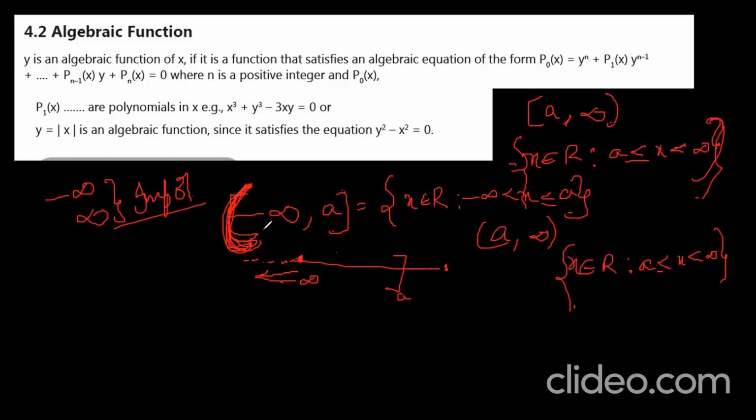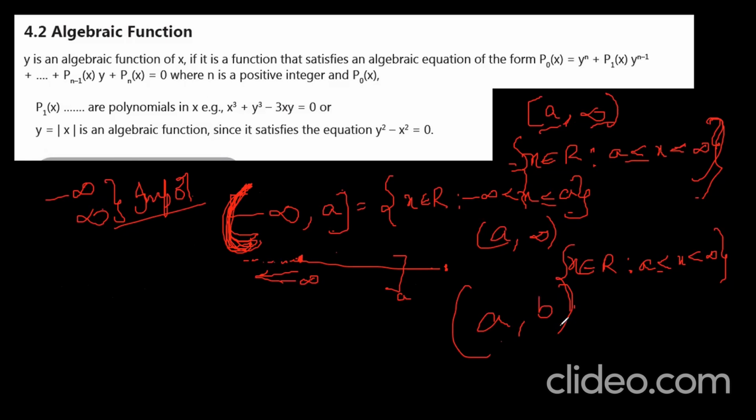Got it? Very good. Now these are the intervals. In the case of intervals, whatever things are present, A and B, those are called end points. A, comma B, those are called end points.